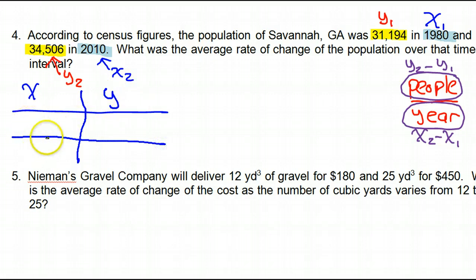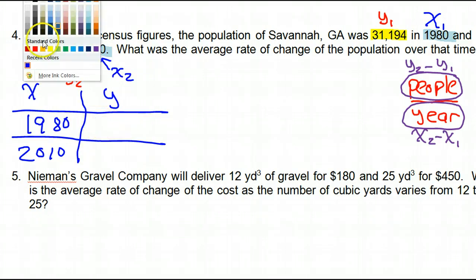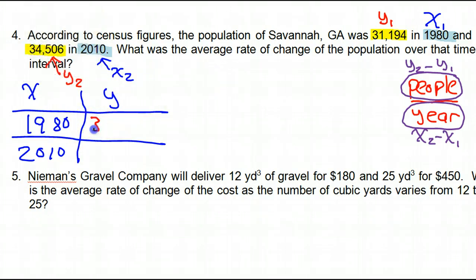So x1, y1. x1 was 1980. And then x2 was 2010. All right, y1 was 31,000. You know what, maybe I'll do it in red. Y1 was 31,194. And Y2 was 34,506.